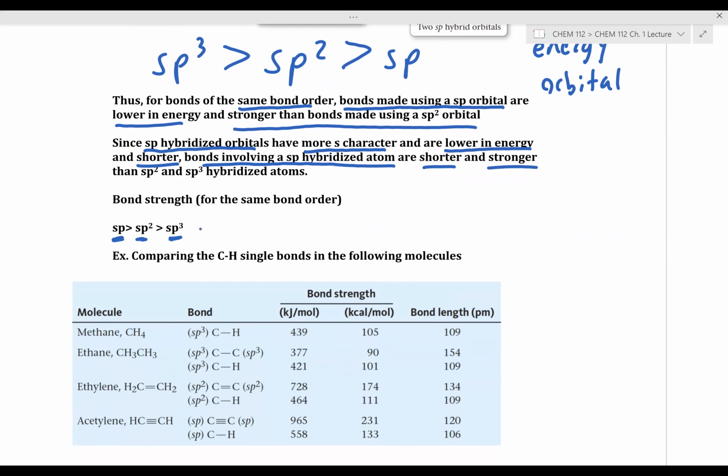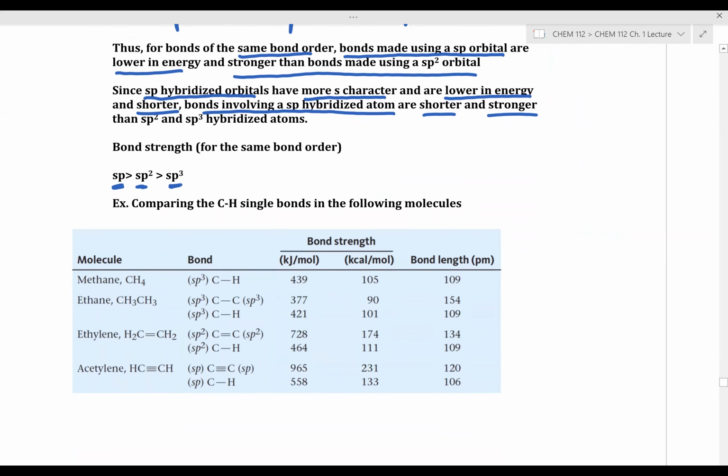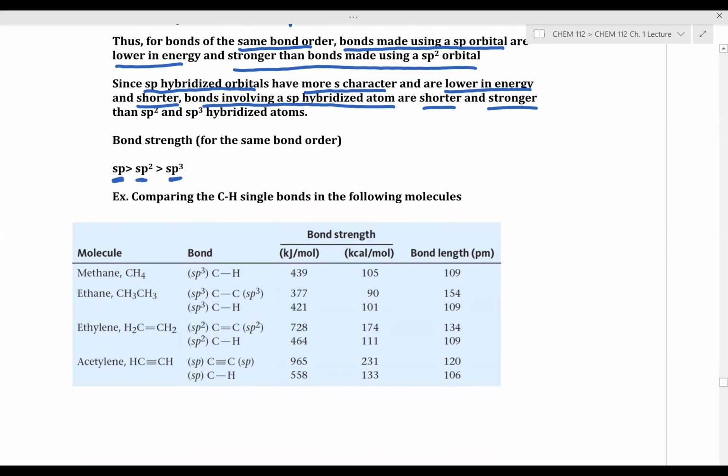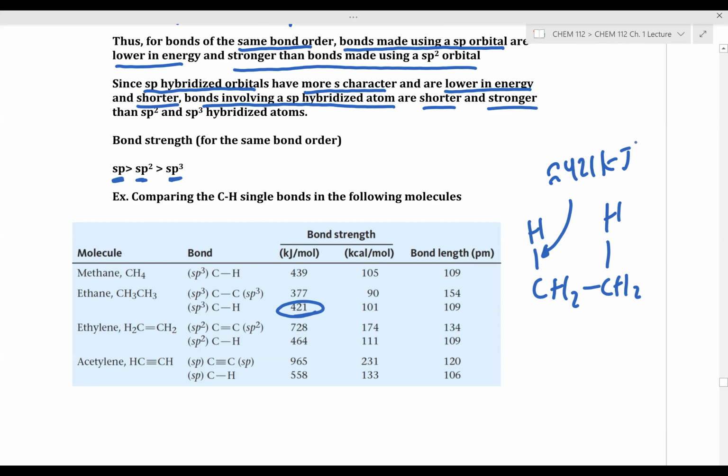So where do we see this pop up? Let's take a look at a few pictures here. Let's look at ethane, CH3CH3, and I'm going to draw out one of the C-H bonds. If we look at this specific carbon-hydrogen bond, we see that the carbon-hydrogen bond strength is approximately 421 kilojoules. Okay?